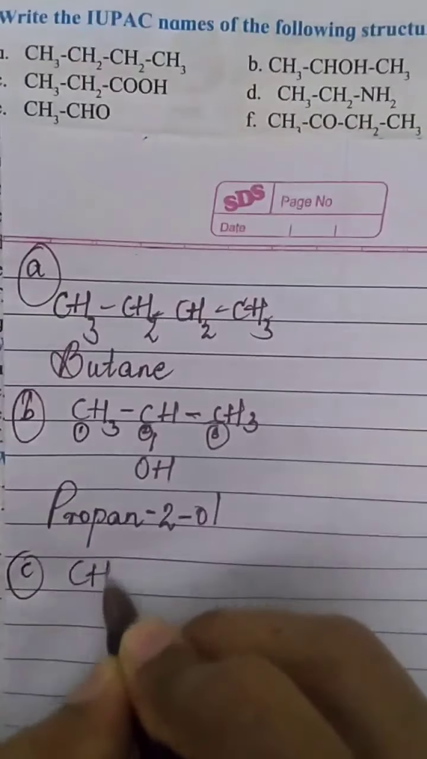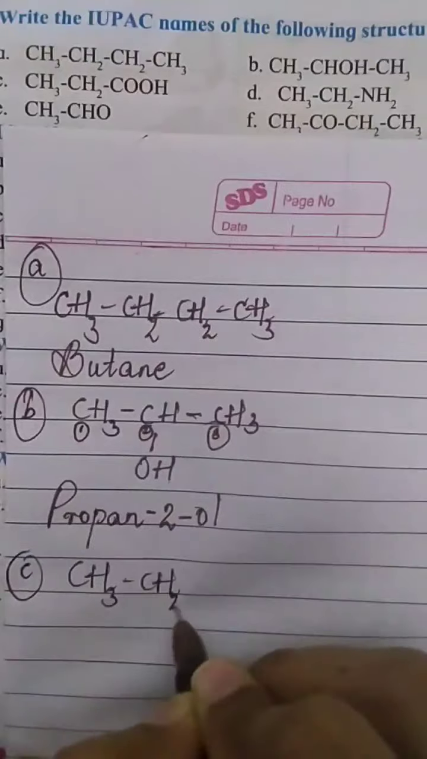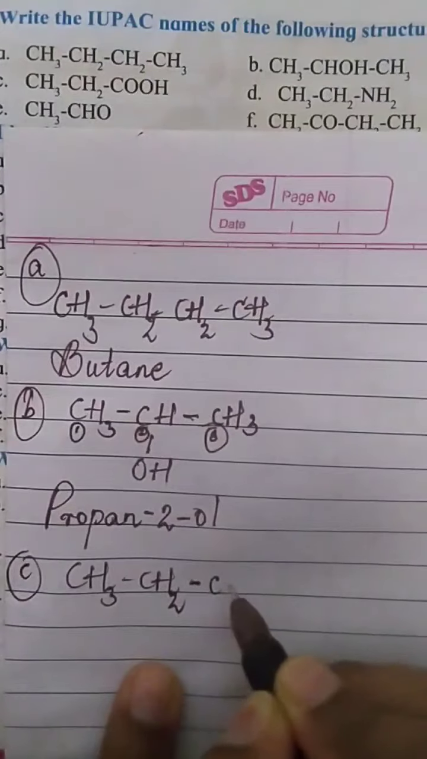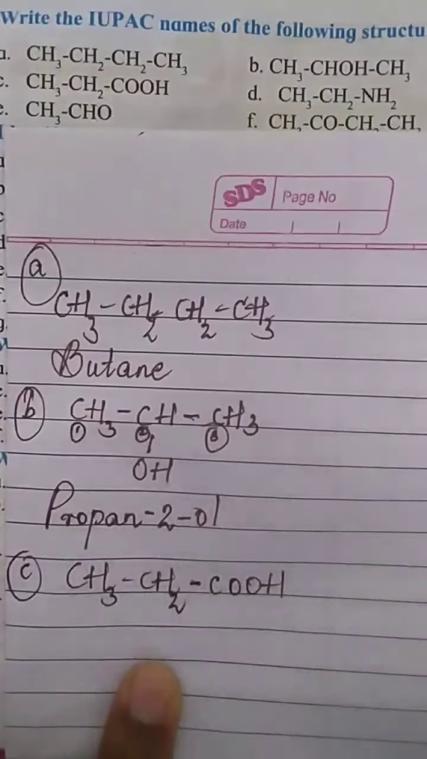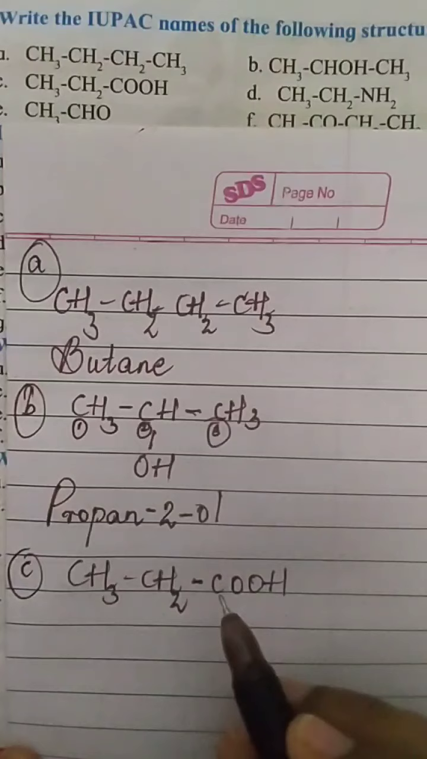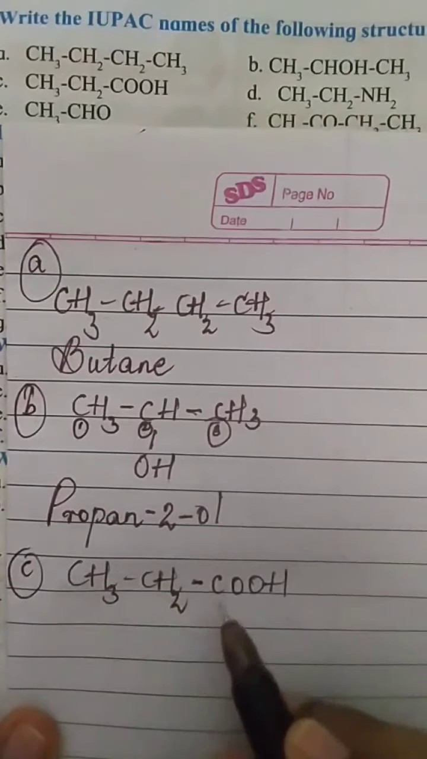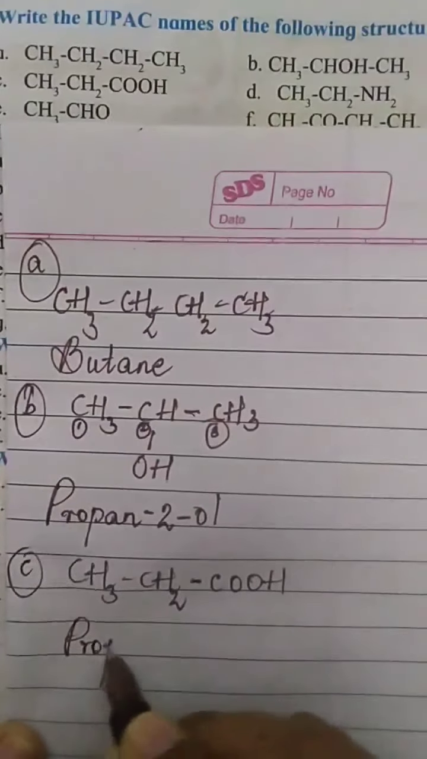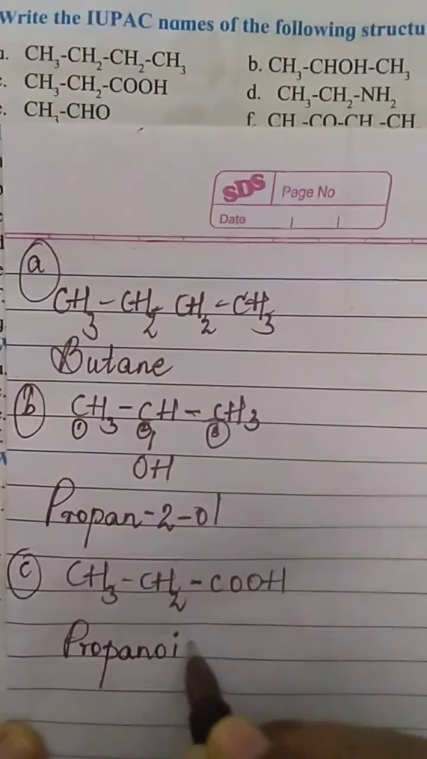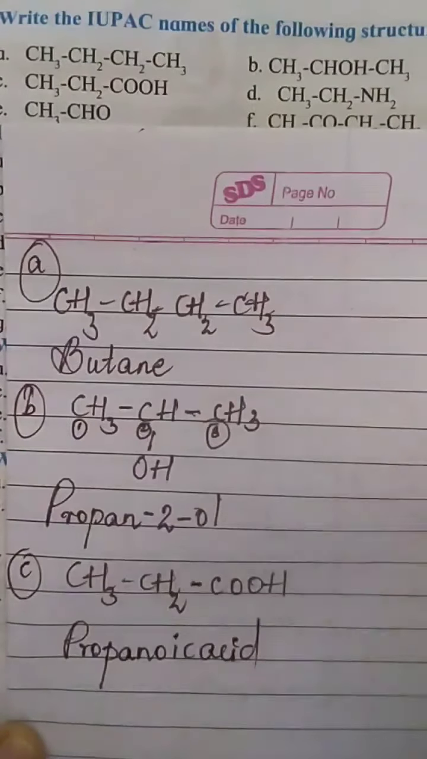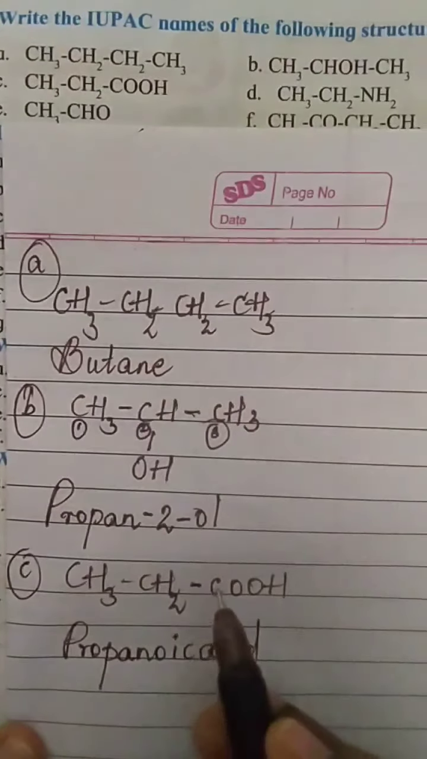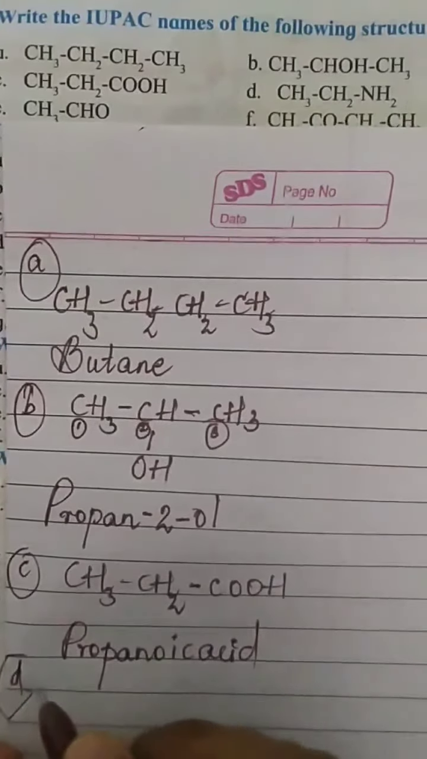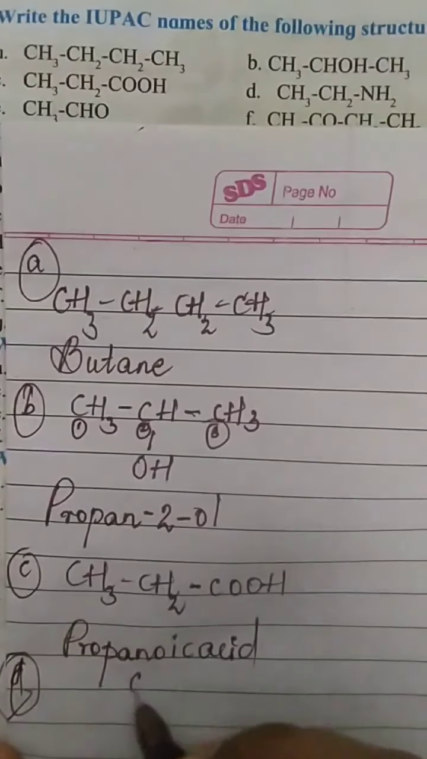CH3, CH2 and COOH means it is acid. COOH, acid group. So this is the functional group attached here. So we will number from this end. 1, 2, 3. Methane, ethane, propane, propanoic acid. No need to give number. Propanoic acid. As the first carbon has the acidic group, no need to give any number. So simple.